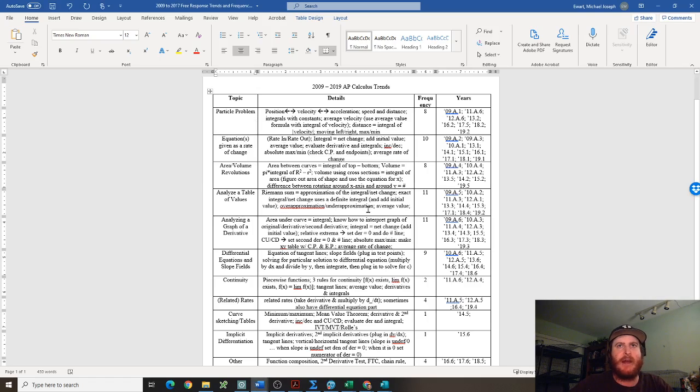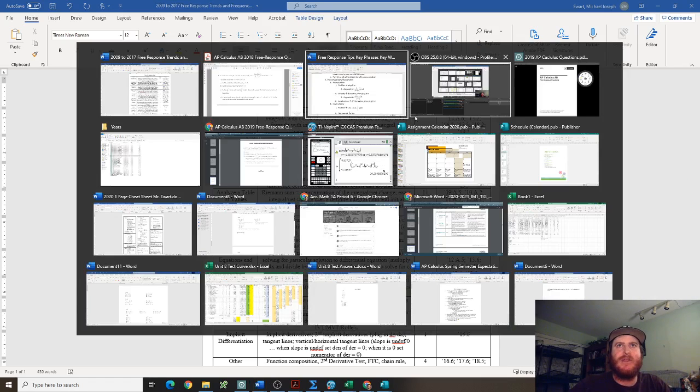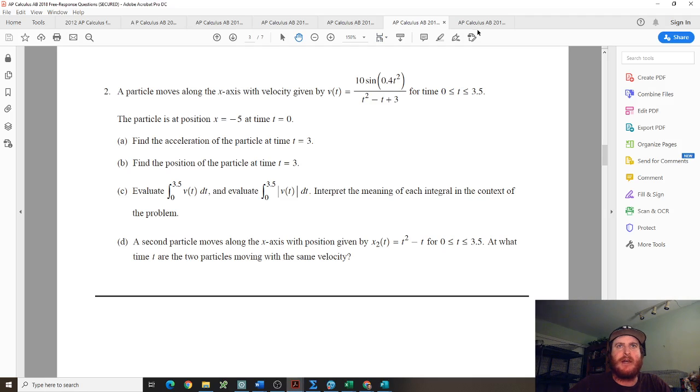Next, we have these rate in, rate out questions. This is where we had the formula where the amount at some time A was equal to the starting amount plus the integral of the rate in minus the integral of the rate out. That's kind of the whole basis of these questions. So this has been a really common question that they ask a lot.